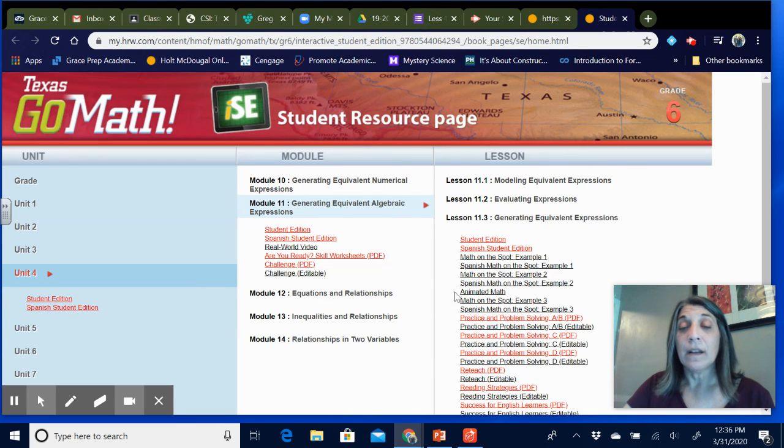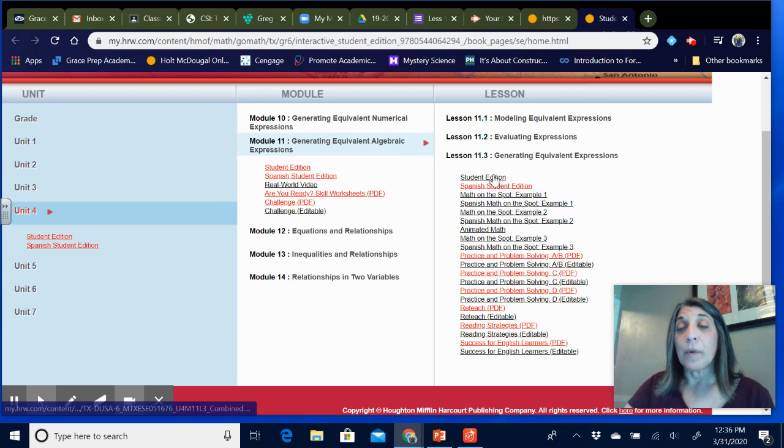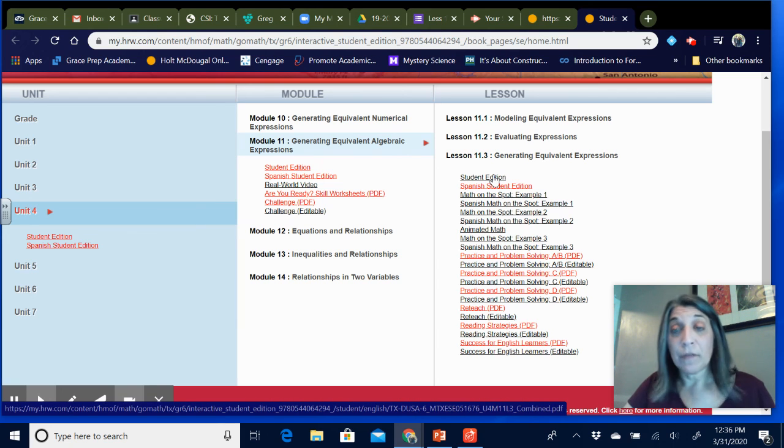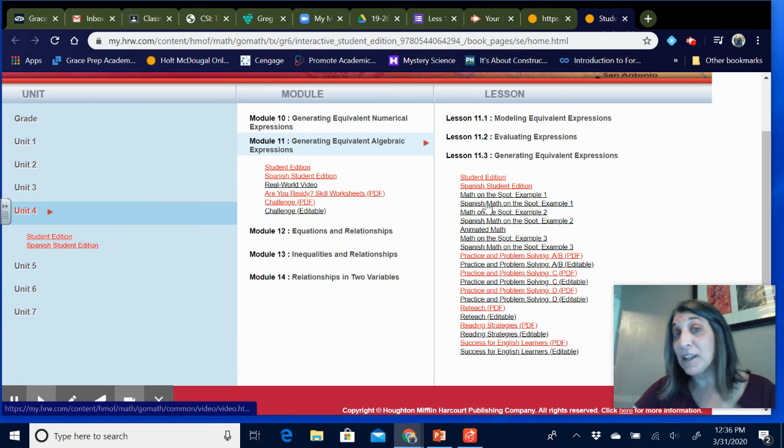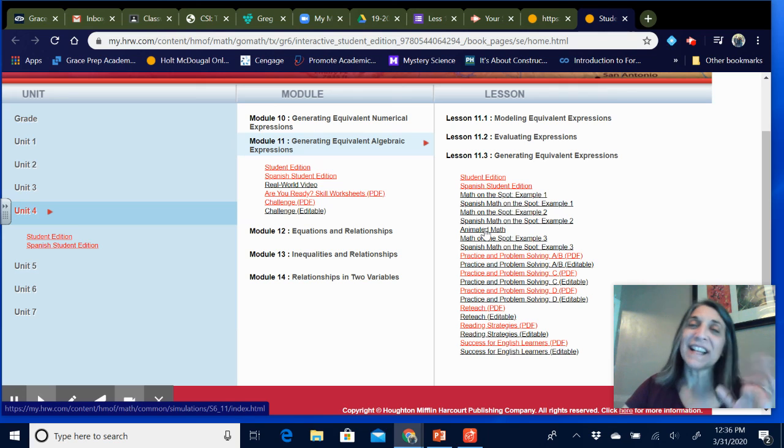So you'll click there. And then you'll notice from here you can open up a copy of your book, which you have in front of you. You can watch all the math on the spot videos. If you want to watch them in Spanish, go for it. There's an animated math that's kind of tricky because it uses algebra tiles, which since we weren't in class, I didn't really have a way to do that with you guys this year, so we're just not going to worry about that.